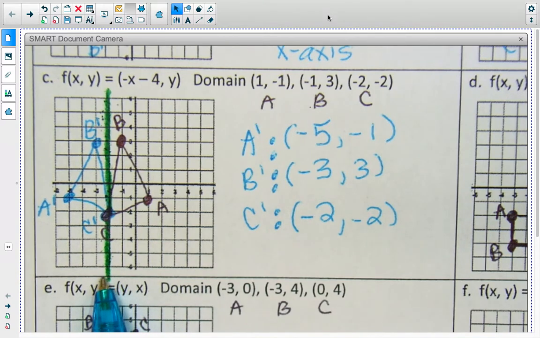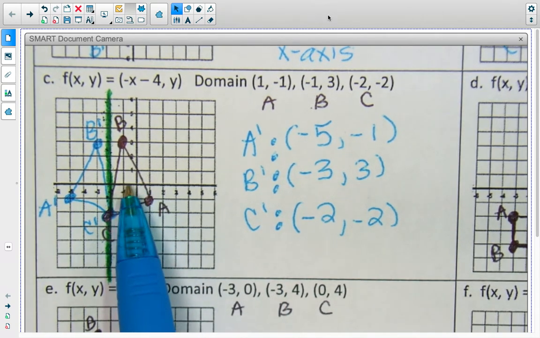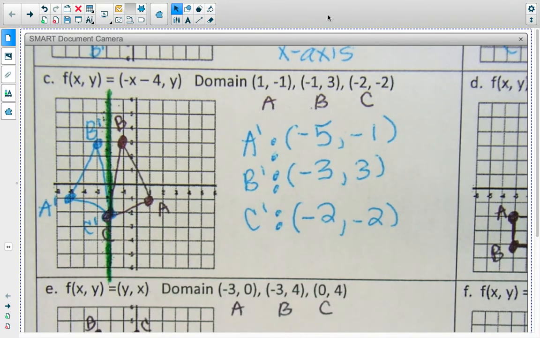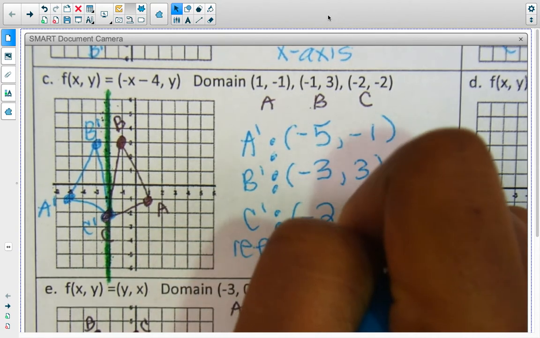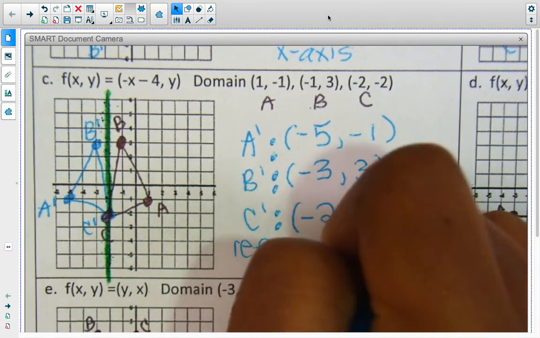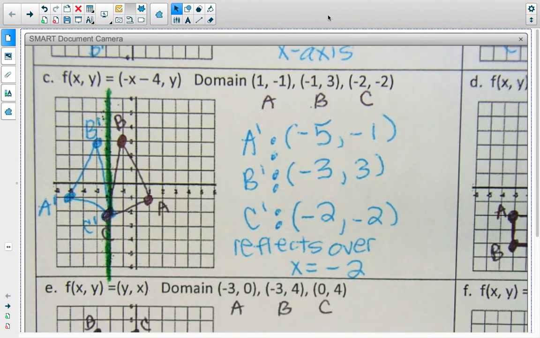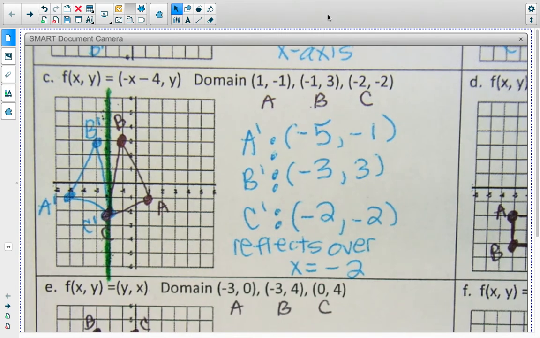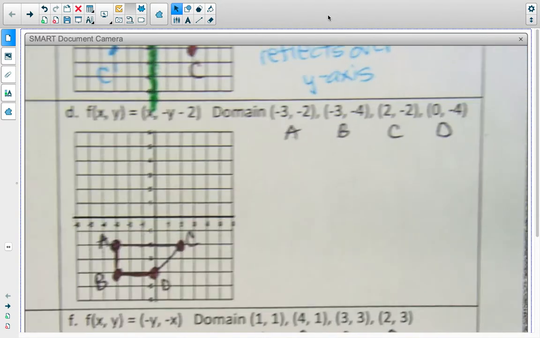And what's the equation for this vertical line? Well, I know that my origin is right here. So this is -1, this is -2. So this reflects over the line x equals -2. So it reflected over this vertical green line, which is -2. So it reflects over that vertical line. All right. So it's always good when you finish the final product, you got a nice little visual for what's happening there. All right, next.